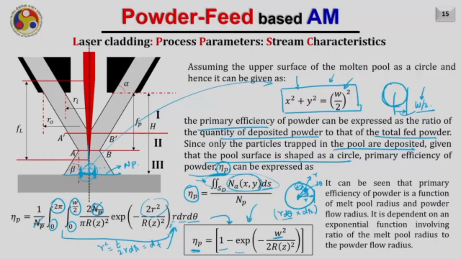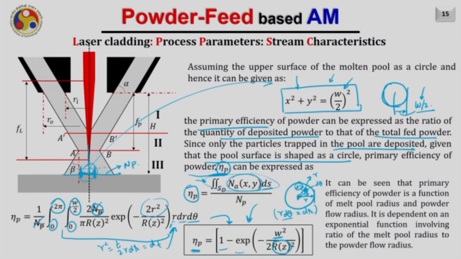So here we have already discussed, whenever I am saying width of the bead, it means the diameter of the melt pool. So it can be seen now from this expression that the catchment efficiency or the primary efficiency of powder is a function of melt pool radius and the powder flow radius. So it is a function of Rz also.